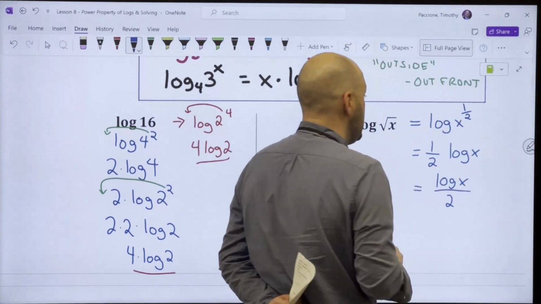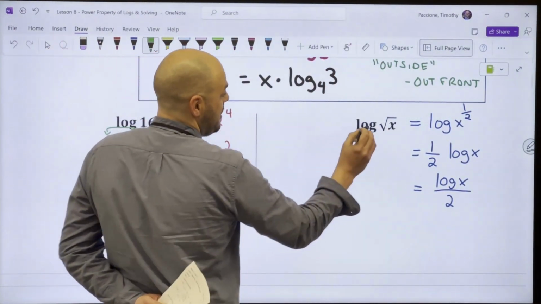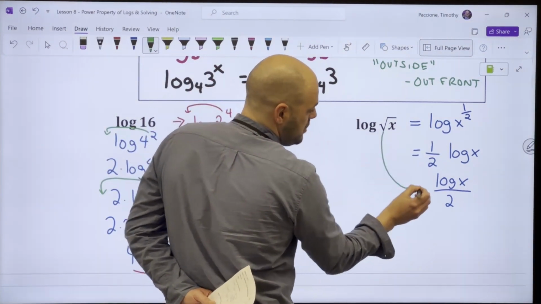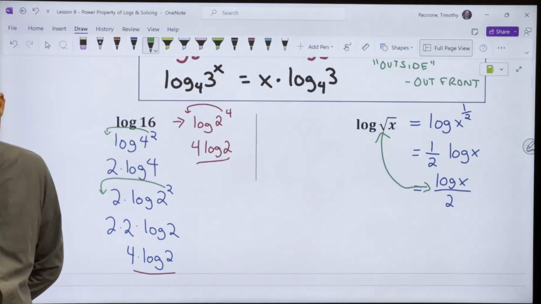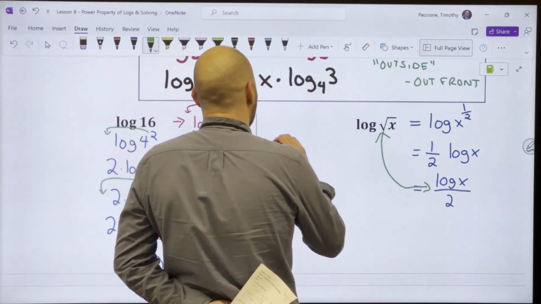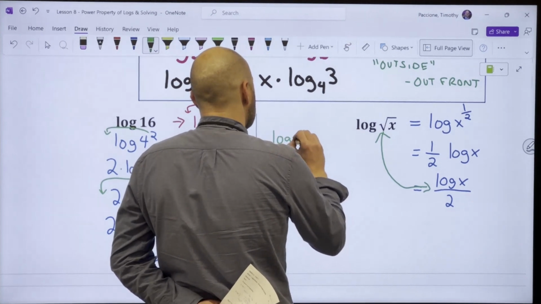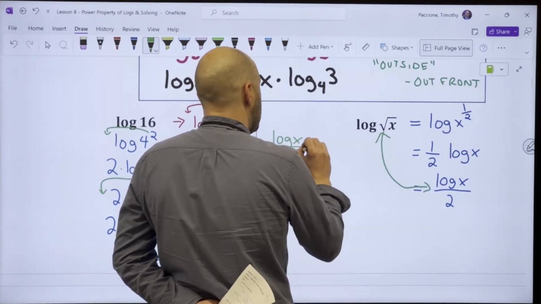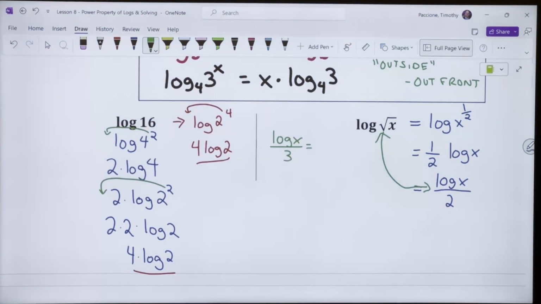Now, what do I mean by that? Well, obviously, I'm going to make you go both ways. I'm not just going to make you go from here to here. I'm going to make you go backwards. So, for instance, you might see a problem where I give you log of x divided by 3, and I say condense. And then you have to do all of this backwards.